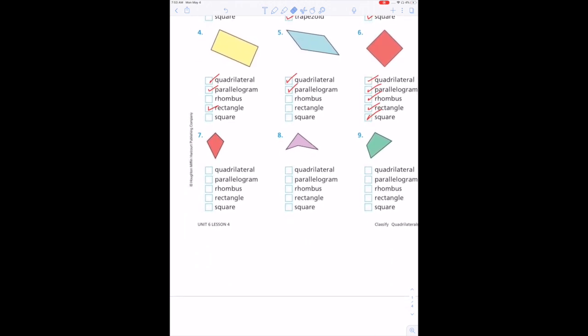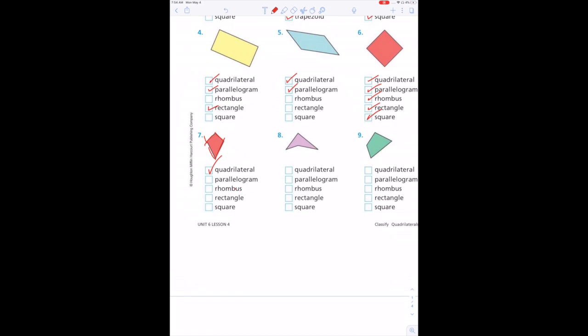All right, now 7, 8, and 9 are a little bit tricky, okay? Let's take a look at 7. Is it a quadrilateral? Does it have 4 sides that close in? It sure does. Is it a parallelogram? No, because we come to points, we can see that they meet. And if it's not a parallelogram, it can't be a rhombus. If it's not a parallelogram, it can't be a rectangle. If it's not a rectangle, it can't be a square. So it's a quadrilateral. So I want you to try number 8 and number 9 and see what you come up with.